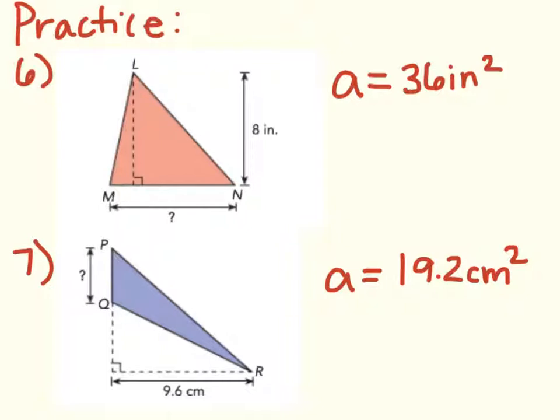And here you are, folks, your last 2 practice problems for Chapter 10.1. In each, you're given the area and asked to solve for either the base or the height. In triangle LMN, you're given the area of 36 inches squared, a height of 8 inches, and then find the base. In number 7, triangle PQR has an area of 19.2 centimeters squared. You're given a height of 9.6 centimeters. Please find the base.